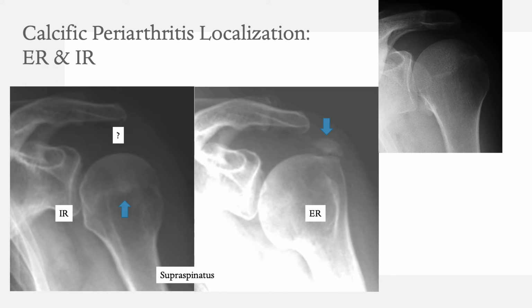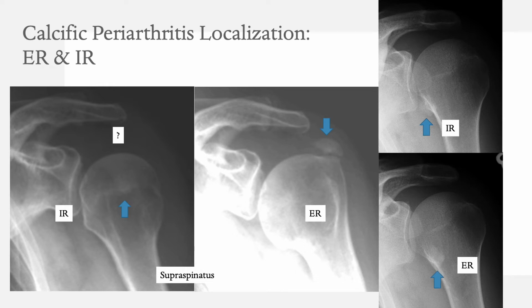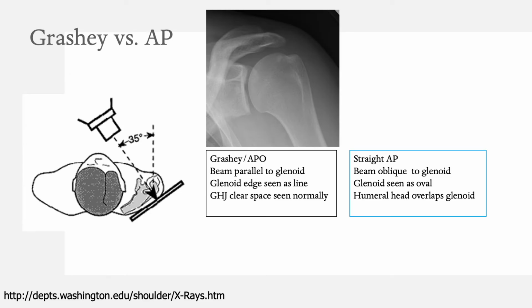Let's contrast this against this case, where you can see in this situation there is a cloudy calcification along the inferior aspect of the glenohumeral joint in internal rotation, but when you go into external rotation, that calcification moves slightly laterally, and this lateral move with external rotation is something that's pretty typical of somebody who has a calcification in the subscapularis. So anterior calcifications will tend to move medially with internal rotation, and posterior calcifications will tend to move laterally. Okay. Another combination of views that's really important is the Grashey and the AP view.